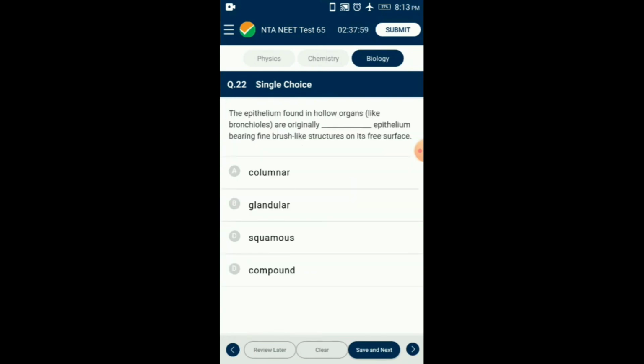Question number 22. The epithelium found in hollow organs like bronchioles is originally dash type of epithelium bearing fine hair-like structures on its free surface. If the columnar or cuboidal cells bear cilia on their free surface, they are called ciliated epithelium. Their function is to move particles or mucus in a specific direction over the epithelium. They are mainly present in the inner surface of hollow organs like bronchioles and fallopian tube. So the answer for this question is option A, columnar epithelium bearing fine hair-like structures on its free surface.